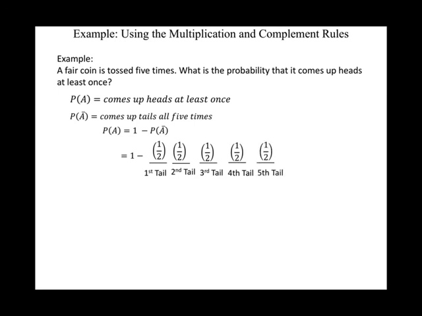So now I'm gonna multiply all together. So that'll be 1 minus 1/2 to the power of 5. Use your calculator. Make sure you know how to use your calculator to get this. You should get 0.9688.